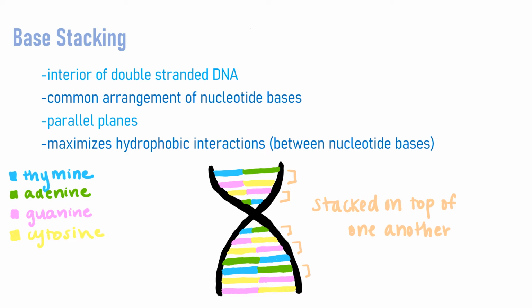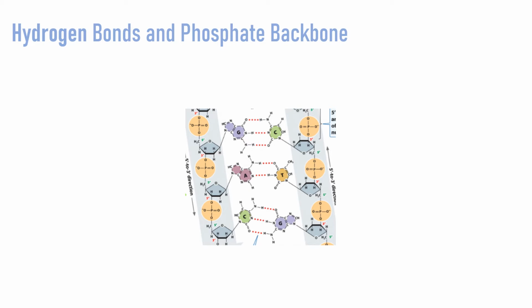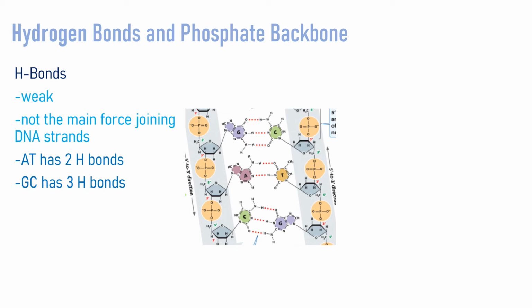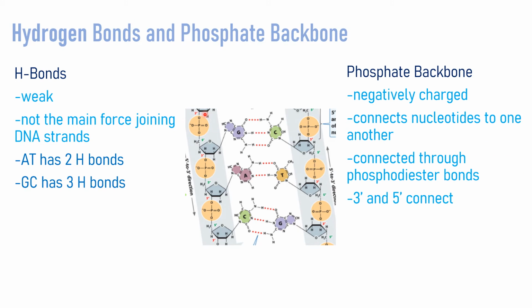Hydrogen bonds and phosphate backbone are also integral parts to the structure of DNA. Hydrogen bonds are weak and they are not the main force joining the 2 strands of DNA. There are 2 hydrogen bonds between adenine and thymine and 3 between cytosine and guanine. The phosphate backbone is negatively charged and it connects the nucleotides to one another. The backbone is connected through what we call phosphodiester bonds.